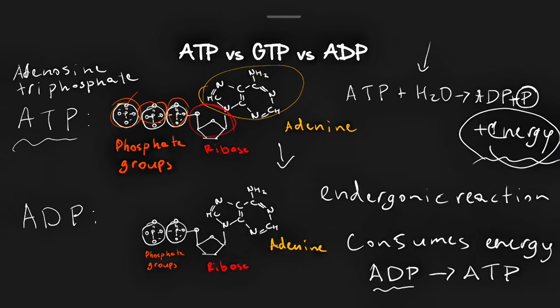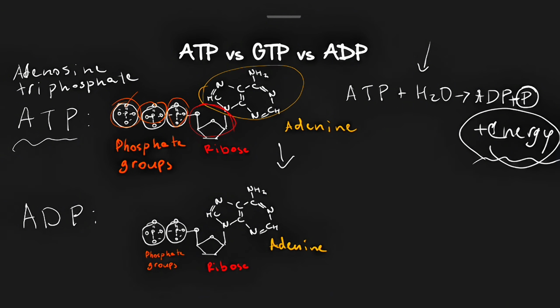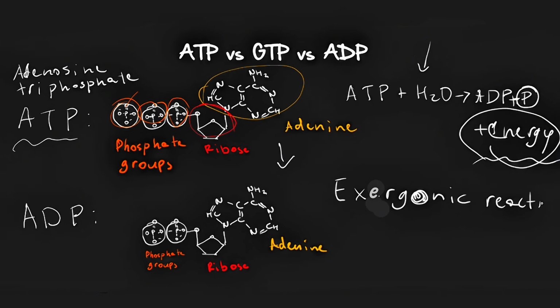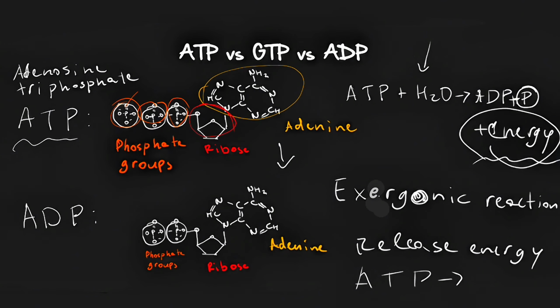And now let's talk about exergonic reactions. An exergonic reaction is a reaction that releases energy. An example of that can be the ATP to ADP conversion. This is called an exergonic reaction because in this process we release energy so that we can use it.